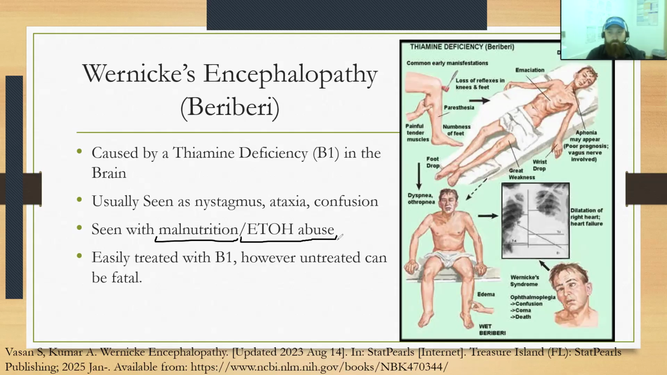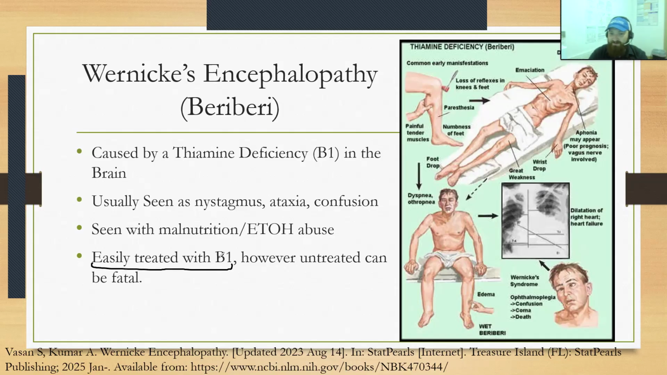And so one might think, well, why, Jay? Why is it alcohol abuse as well? Well, if you're constantly urinating the alcohol out and the alcohol is poisoning you, it might take some of the B1 out with urination. But we see it either from not enough B1 coming in or losing the B1 going out. But then again, this is also easily treated with vitamin B1. However, if left untreated, it can be fatal.